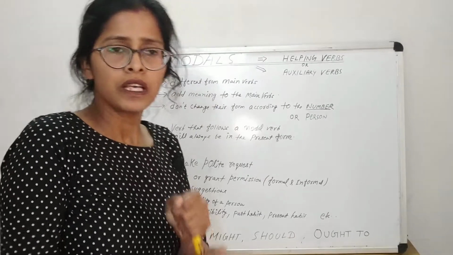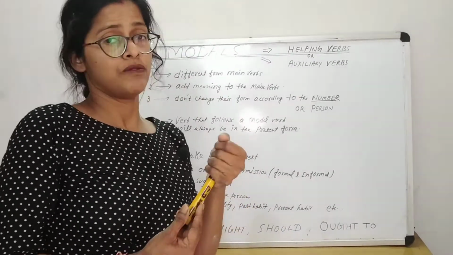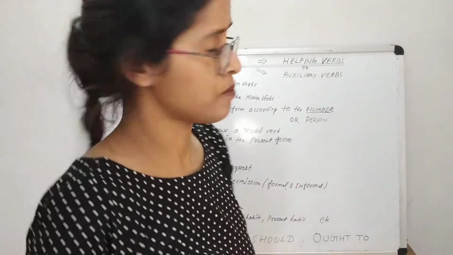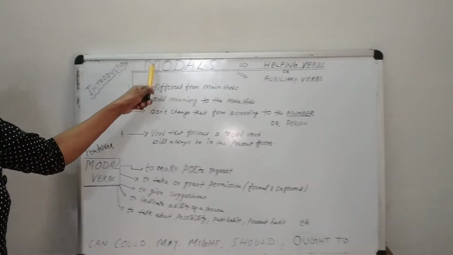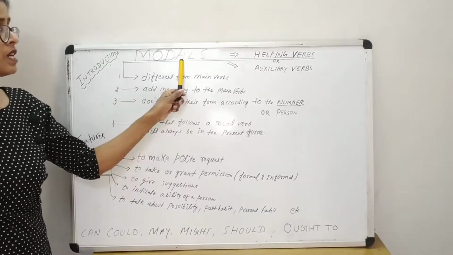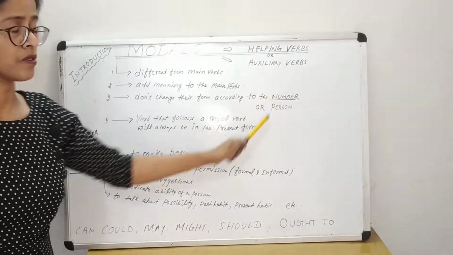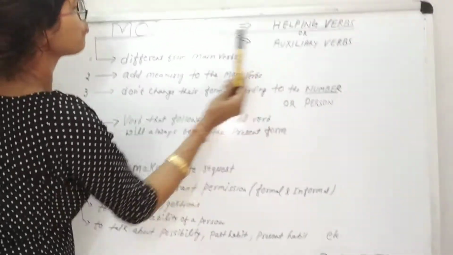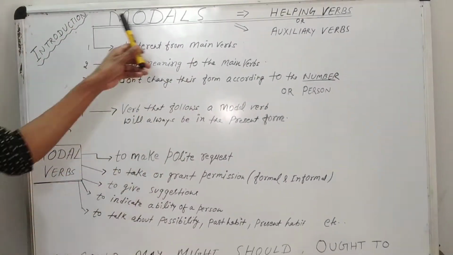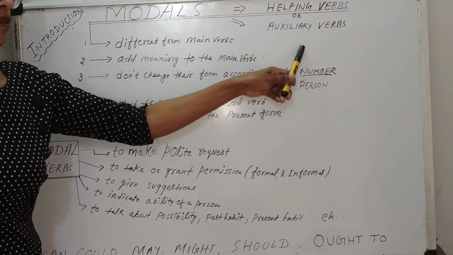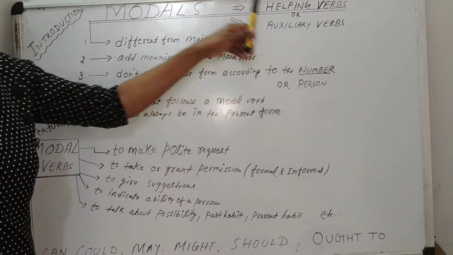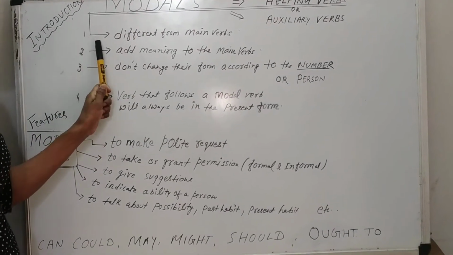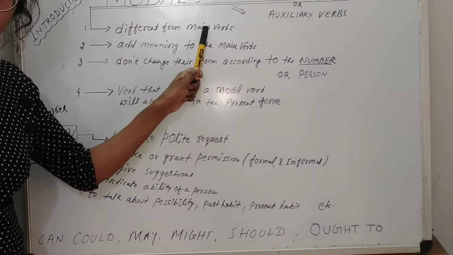Let's understand one more thing. Before I explain each and every modal verb in detail, let's understand some of the key features related to modal verbs. Now, modals or modal verbs are also called helping verbs, or auxiliary verbs, right? And some of the points related to modal verbs. Modal verbs are different from main verbs, right?